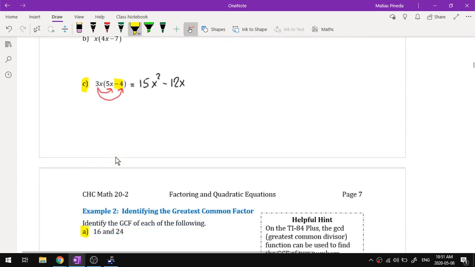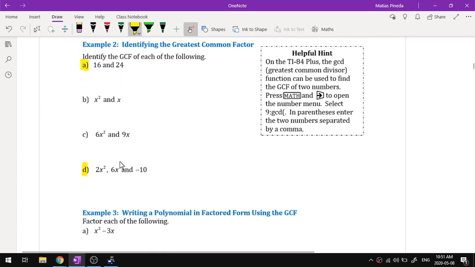Let's move on to example 2. I'll do question A and D. Here they want you to identify the greatest common factor for each of the following. So we have 16 and 24. So a common factor here would be 2. Both are divisible by 2, but this is not going to be the greatest common factor. So the greatest common factor for 16 and 24 is going to be 8. Both are divisible by 8.